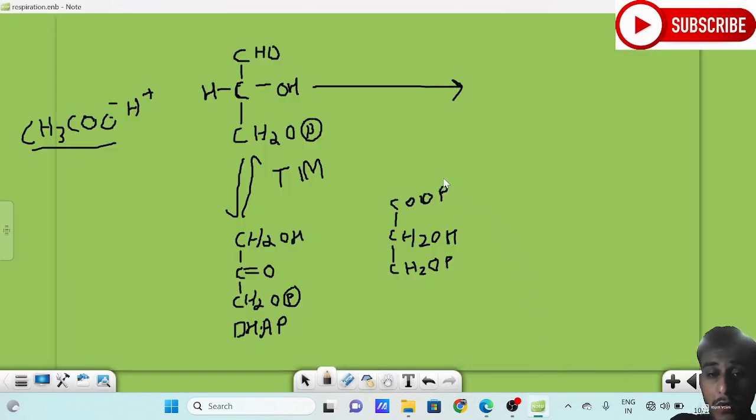And you see that an extra P is being added. Here there was only the presence of one phosphate group, which was in third position, but when we convert it into 1,3-BPG, they have the presence of an extra phosphate group in the first position. Okay. So how has it been formed?